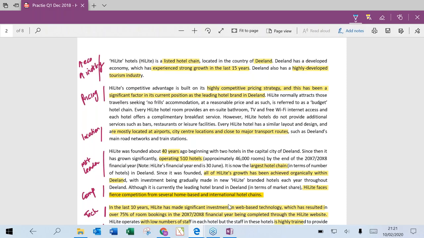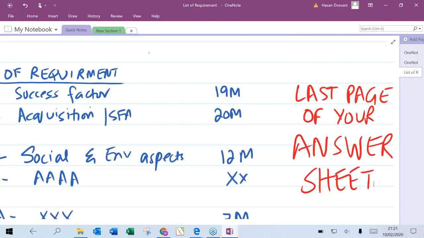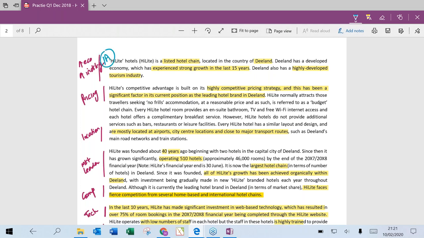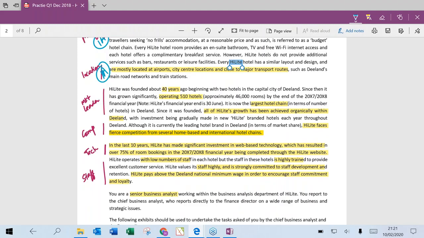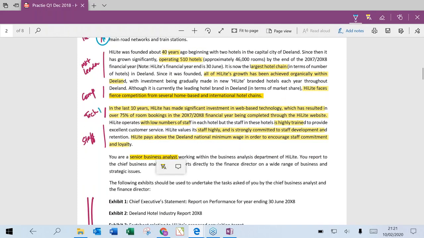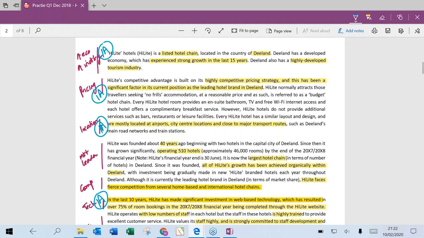So great economy, booming industry, where can we use that? Is it a success factor? 1A. I will just go and write 1A. Done. One of the factors is highly competitive pricing strategy. Success factor 1A. Locations 1A. They are a market leader, largest chain, organically grown, faces stiff competition. Facing competition is not a success factor. Market leader is not a success factor. They are a market leader because of the success factors. Technology is a success factor. Staffing is a success factor. Human resource. So now you understand that I just mentioned the question numbers.